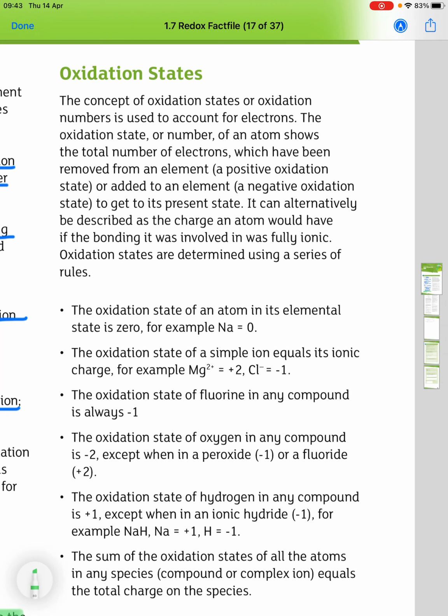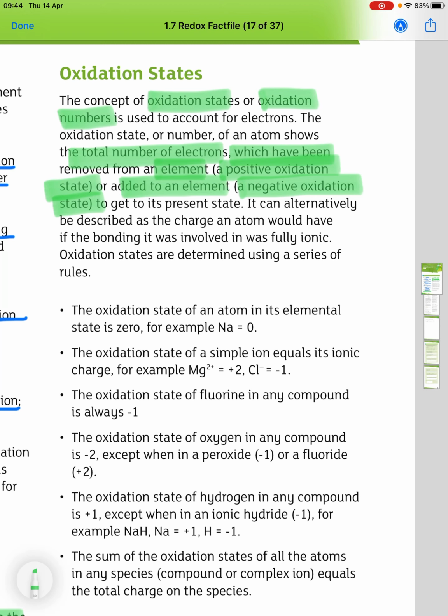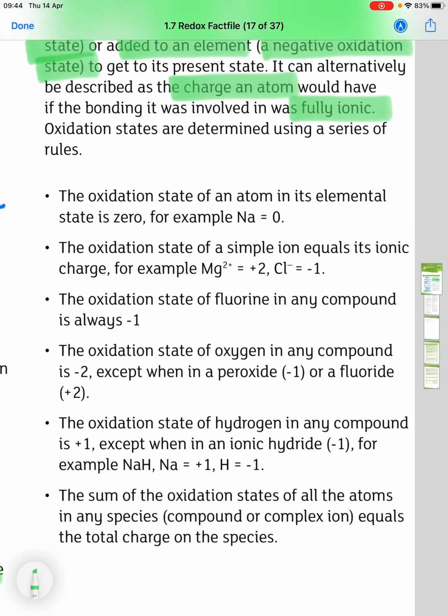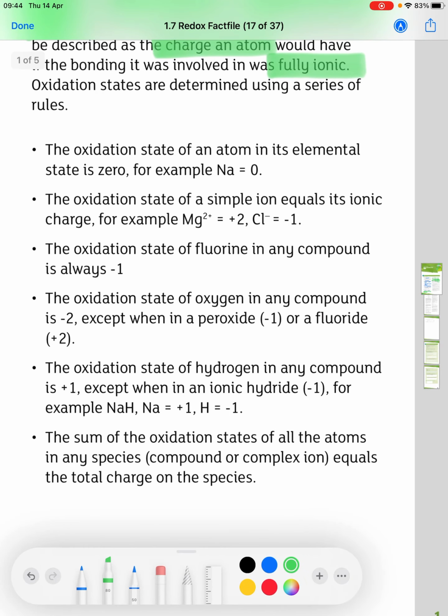So we start by looking at oxidation states. The concept of oxidation states or oxidation numbers, and it could be called either, is used to account for electrons. The oxidation state or number of an atom shows the total number of electrons which have been removed from an element in a positive oxidation state or added to an element to give a negative oxidation state to get to its present state. It can alternatively be described as the charge an atom would have if the bonding it was involved in was fully ionic. And oxidation states are determined using a series of rules. So we'll look at those now.